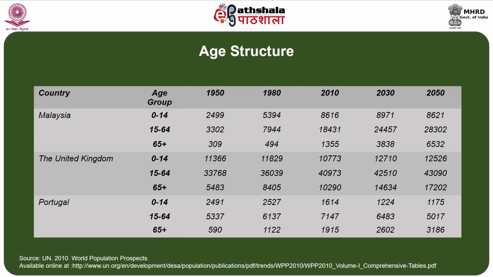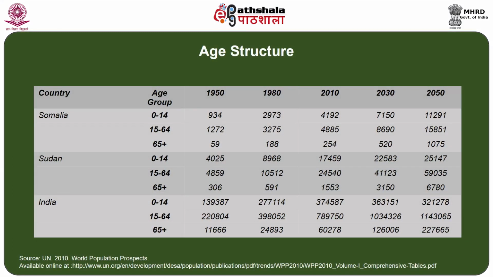The middle age bracket was 5,337 in 1950, which increased to 7,147 in 2010 and is further expected to be 6,483 in 2030. The proportion of older persons in Portugal in 1950 was 590, which increased to 1,915 in 2010 and is projected to rise further to 2,602 in the year 2030.